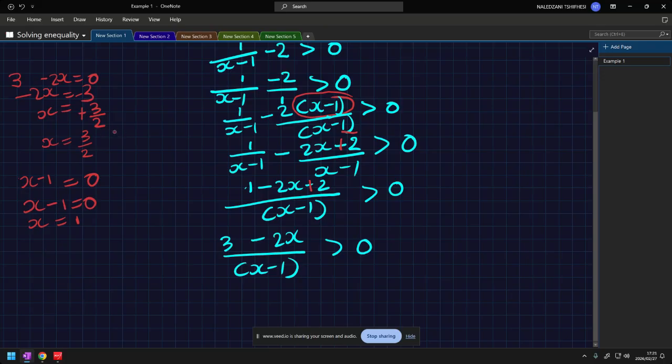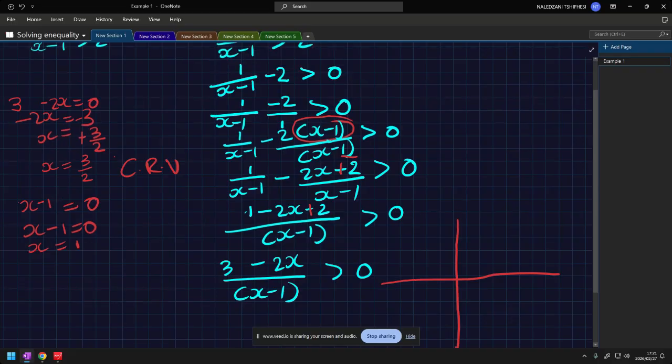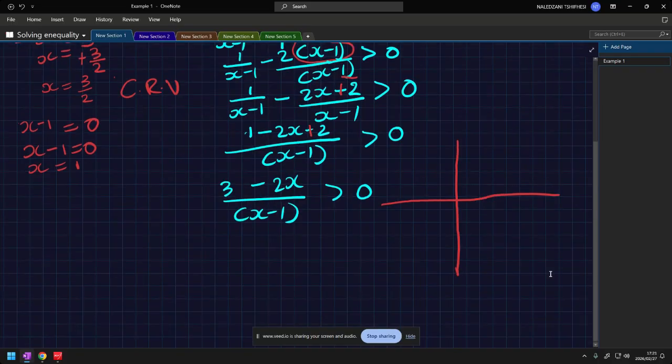Those are what we call critical points, critical values. And then now let's come and draw our own number line or interval, right? So we're going to have 1 there, and then we're going to have 3 over 2 there, right?